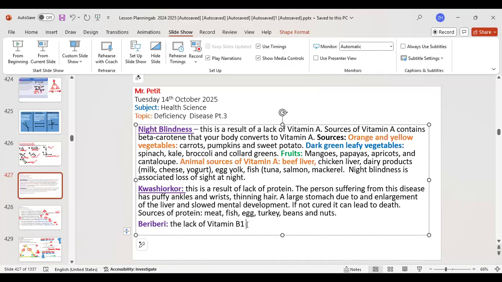So the lack of vitamin B1 causes beriberi. So this causes problems to the nervous system.